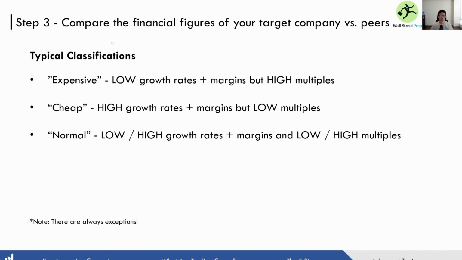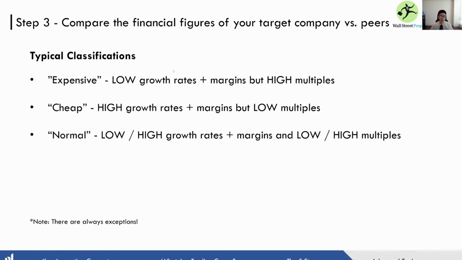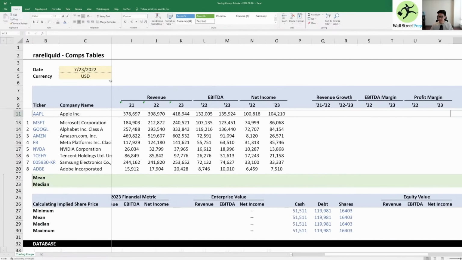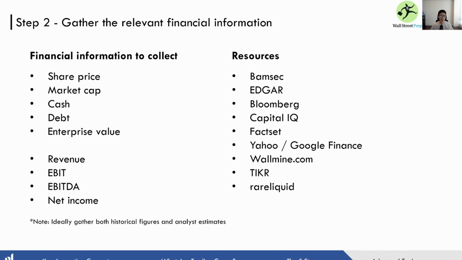And the next thing that we need to do is compare the financial figures of your target company versus your peers. And one thing that I forgot to do here is actually figure out what are. So let me take a step back. We're actually still on step 2. We need to gather all our financial information and then calculate our trading comps.